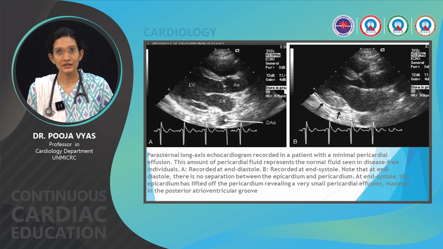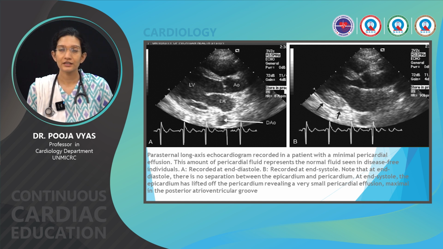So, an echo-free space which could only be seen in systole and could not be seen in diastole means that there is minimal pericardial effusion. When there is minimal pericardial effusion, it will not be present throughout the cardiac cycle. It will only be present when the left posterior wall is lifted off the pericardium during systole. So, this is a normal phenomenon.